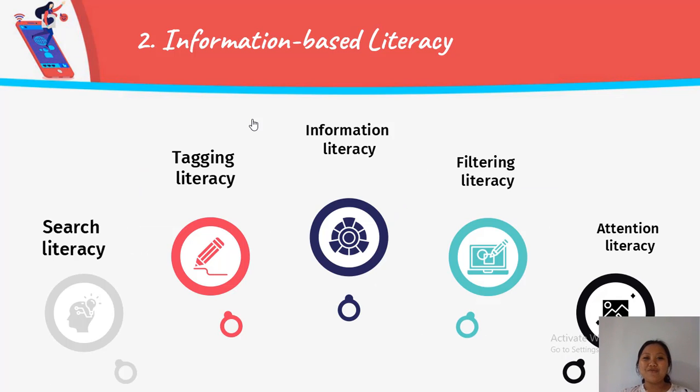So, thank you Rahayu. And then I will continue my partner's presentation. The second is information-based literacy. There are 5 parts of information-based literacy. The first is search literacy. This consists of an ability to search for online information. And the second is tagging literacy. It is about labeling information so it will be easy to find.